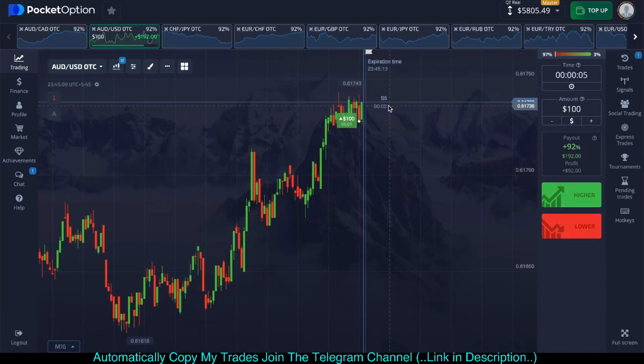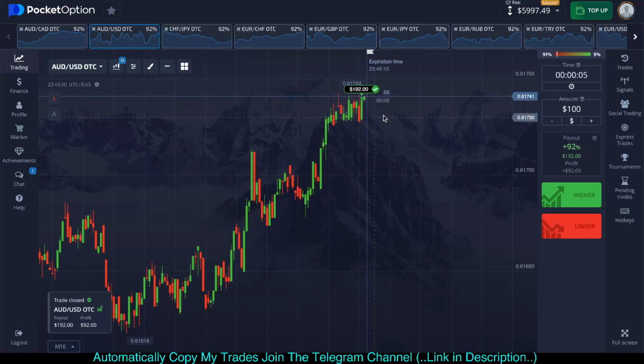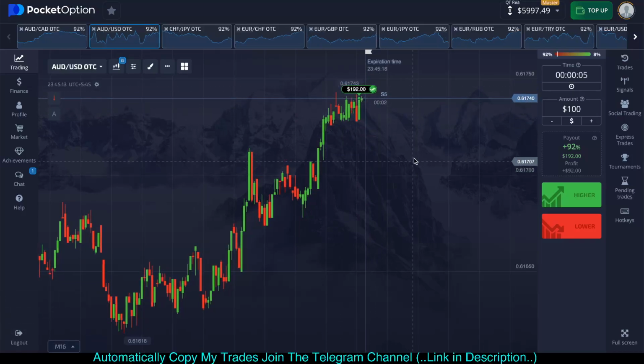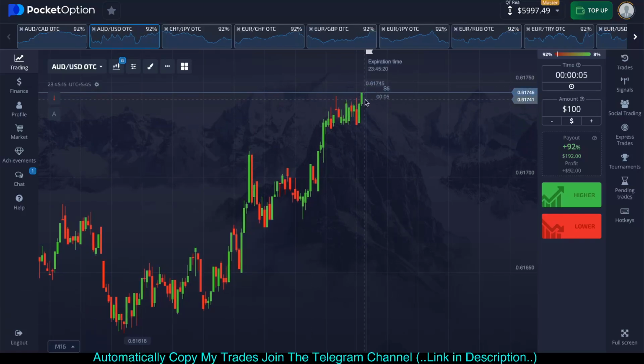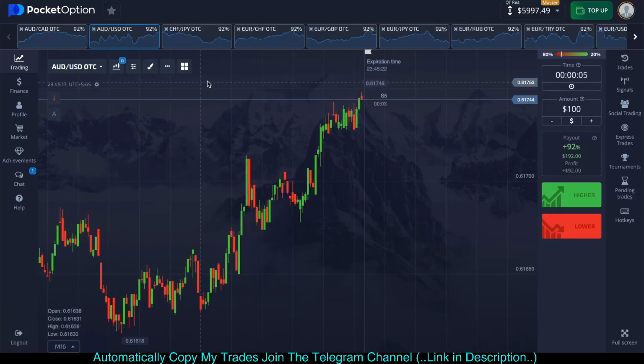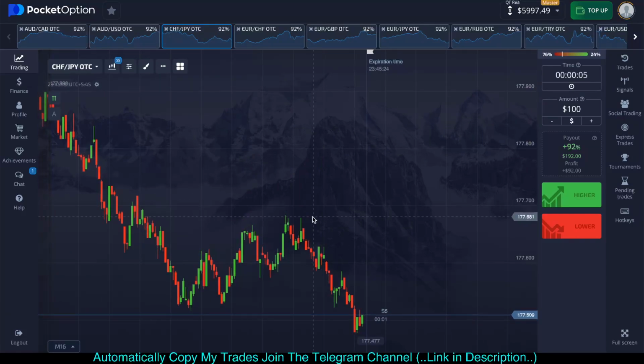Here a range bound is happening. The market is consolidating here, so you can make a trade in this kind of place. As you can see, I have already made a profit here. So let's move to another.